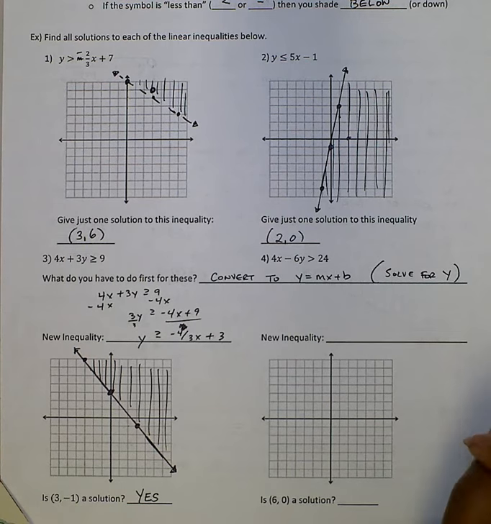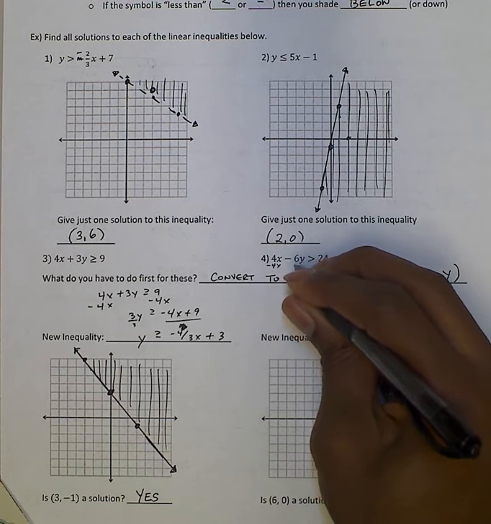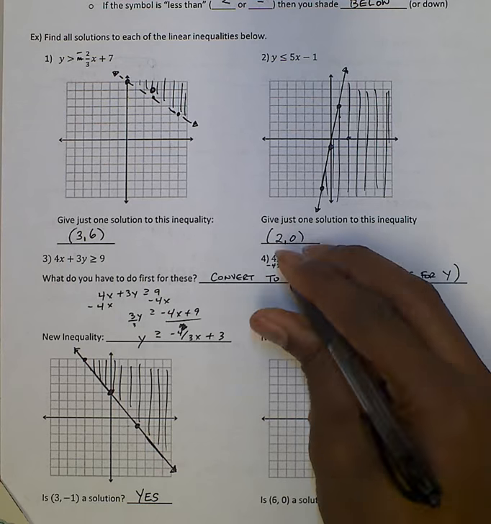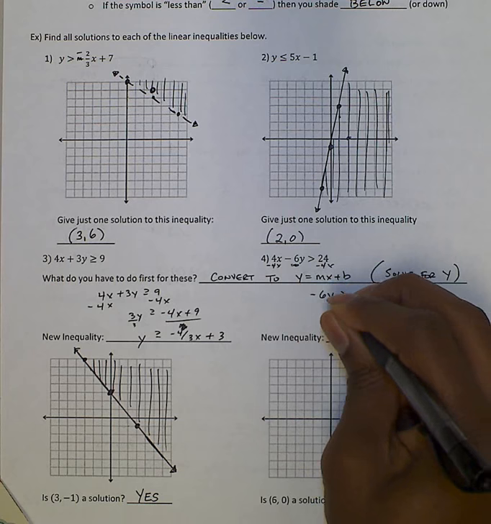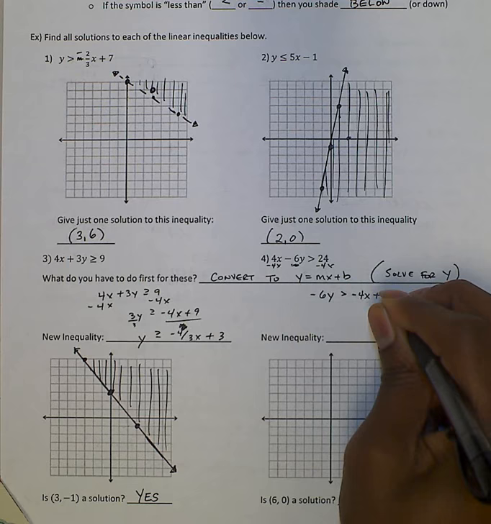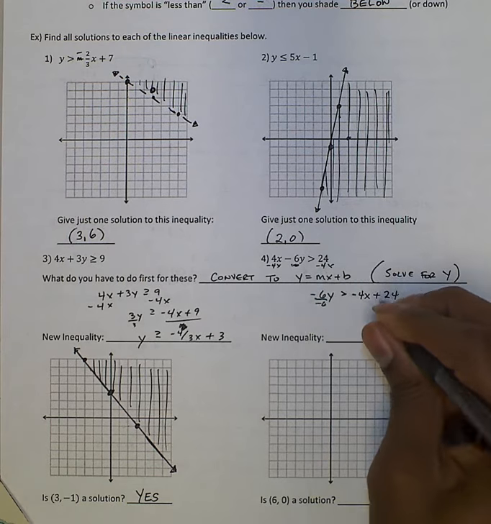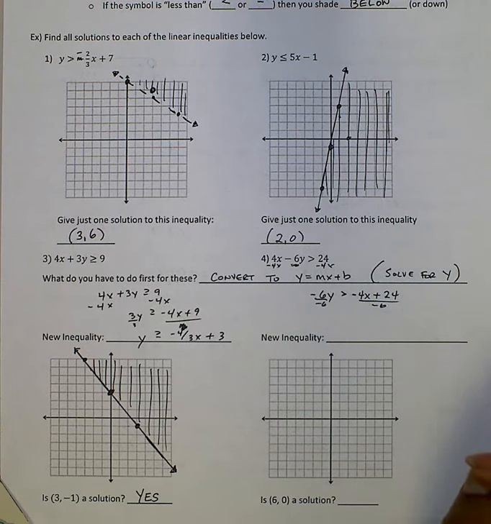Let's do number 4 together, the last one. Okay. So for this one, I'm going to subtract 4x from both sides. I'll start it up here because I was a little bit tight on space for the other one. When I subtract 4x from both sides, I'm left with negative 6y is greater than negative 4x plus 24. Now I have to get y all the way by itself, so I'm going to divide by negative 6. Remember with inequalities, when you multiply or divide by a negative number, you have to flip the sign.